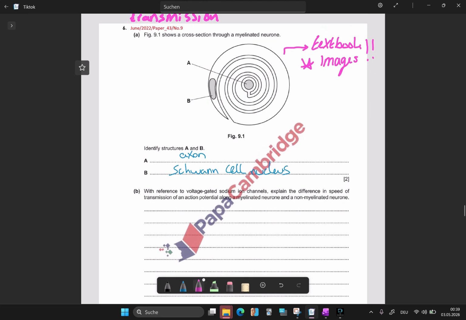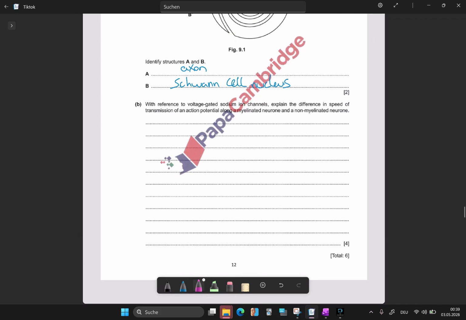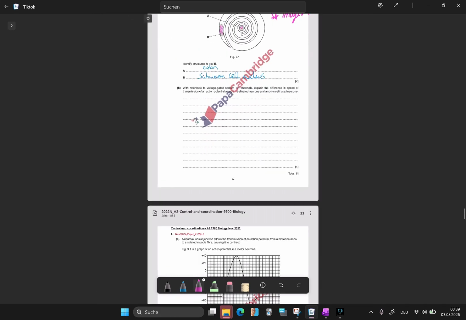So this was a bit of a weird section, although this picture was in the textbook, so please make sure to look at the textbook diagrams, they are important. This is an axon in the middle. Axons look dark in microscope pictures, and the myelin sheath looks light because it's fat, so it does not stain. It's usually white like this, and the dark part is the nucleus. With reference to the voltage-gated ion channels, explain the difference between the myelinated and the non-myelinated. We just talk about the saltatory conduction here.